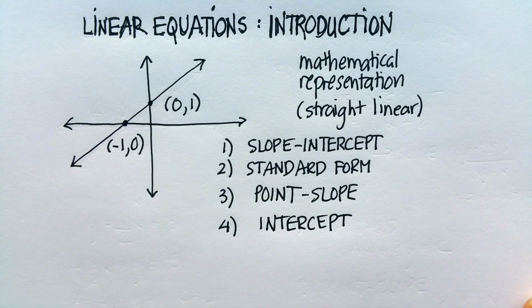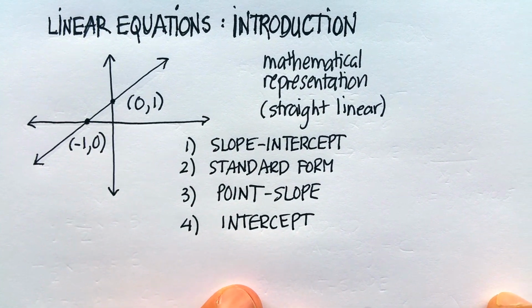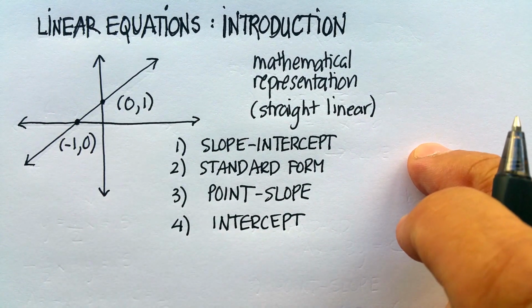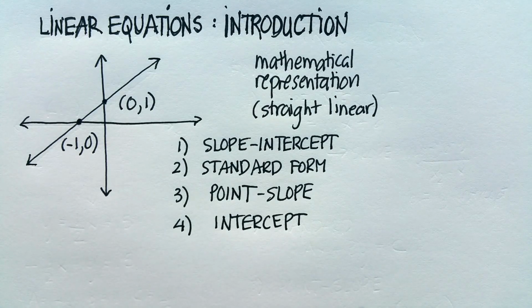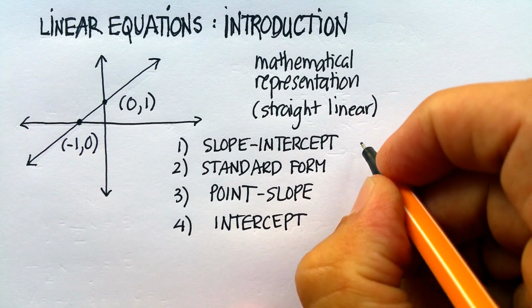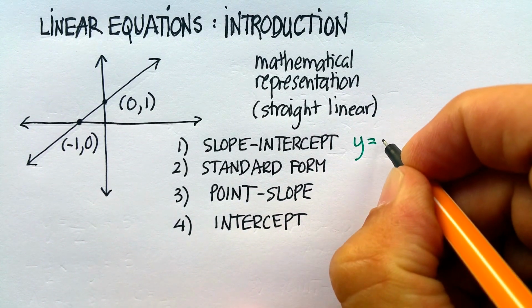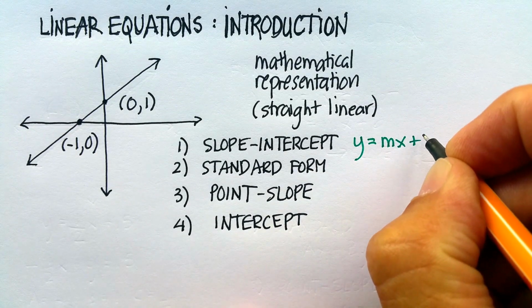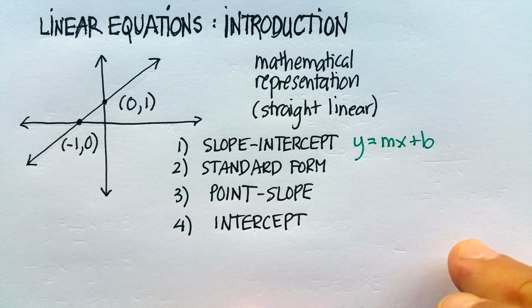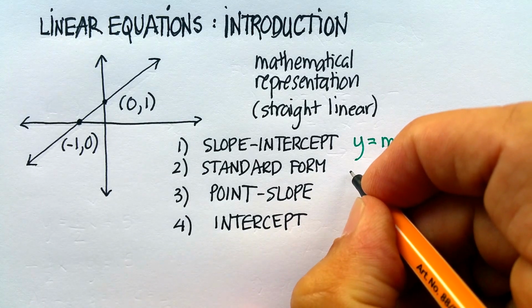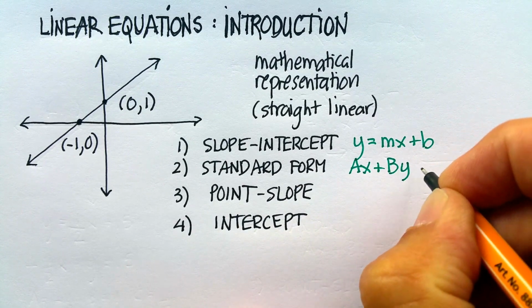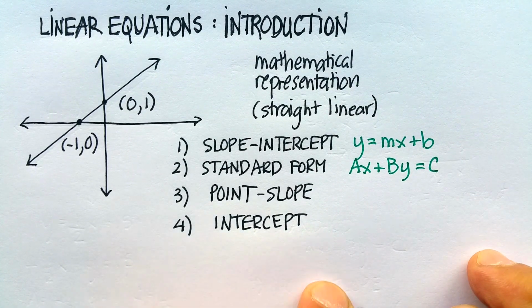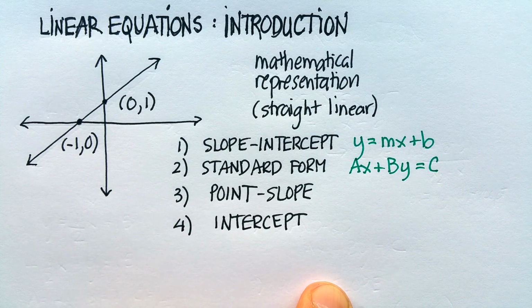Now, what are the different forms of each of these equations? Let me just write them along here, okay? The slope-intercept form follows the following formula: y is equal to mx plus b, okay? The standard form, slightly different: ax plus by is equal to c. We'll cover what each of these things mean in a second.